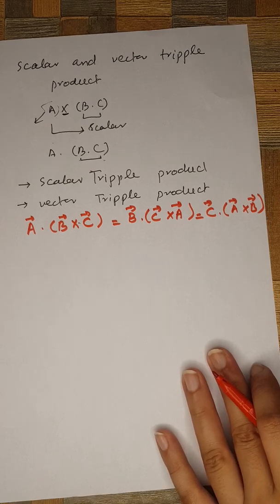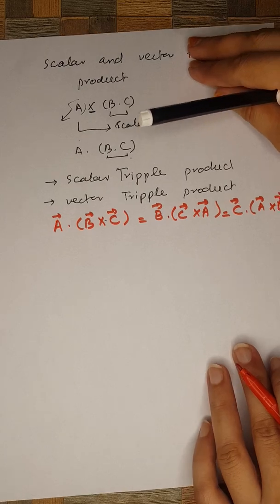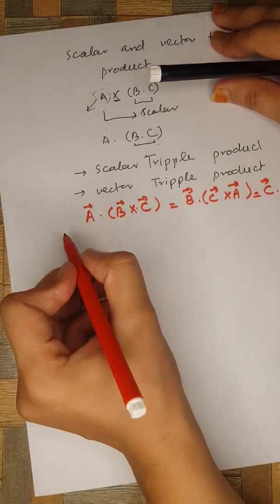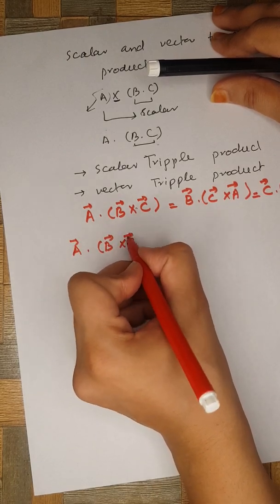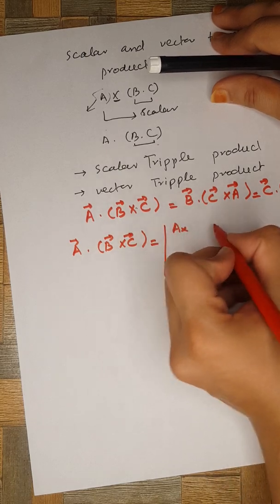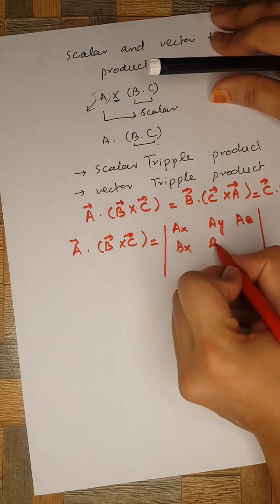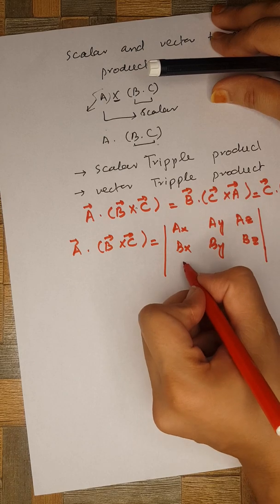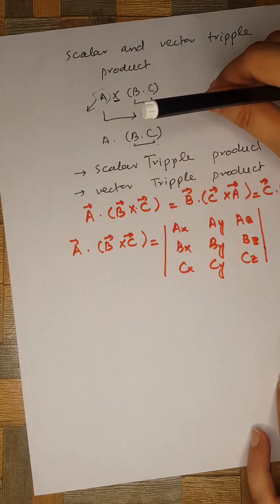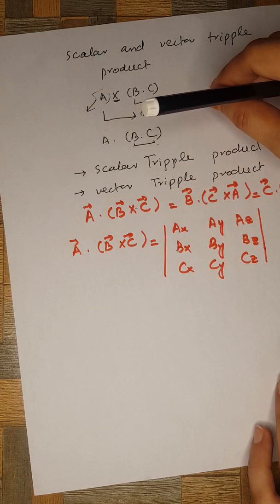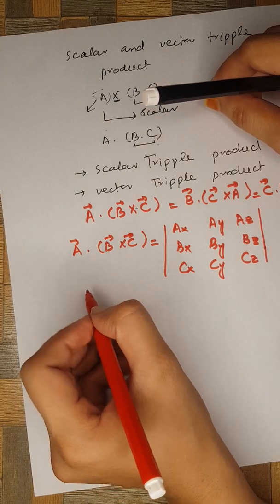The scalar triple product of the vectors A, B and C can be written in the form of a 3 by 3 determinant. So I can write A vector dot B cross C like AX, AY, AZ, and then BX, BY, BZ, and finally CX, CY and CZ. All right. This validity can be verified by expanding A, B and C in component form and carrying out the multiplication.